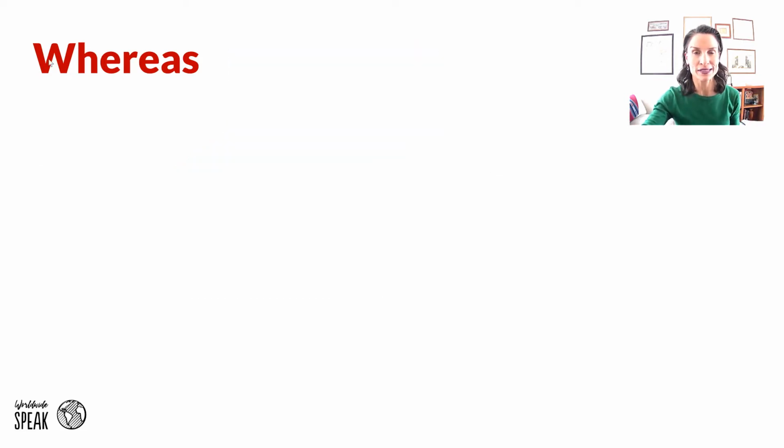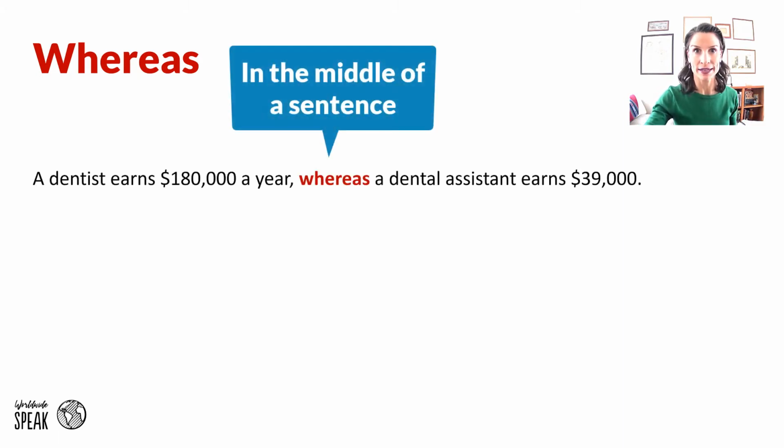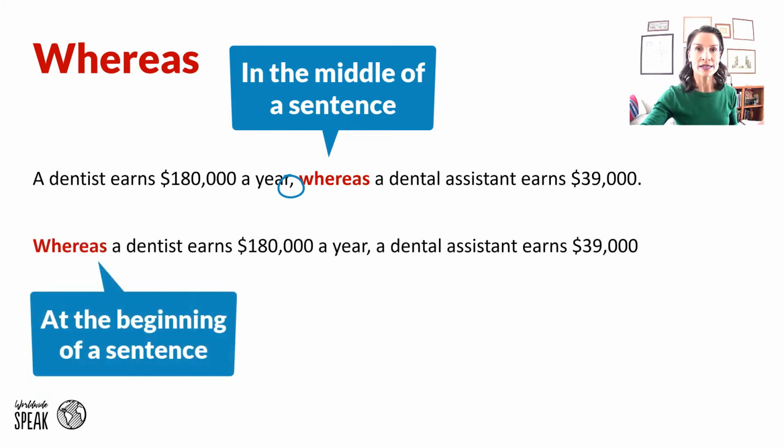So let's look at how it works at this sentence level. I can use whereas in the middle like this. A dentist earns $180,000 a year, comma, whereas a dental assistant earns $39,000. Or I can use whereas at the beginning like this. Whereas a dentist earns $180,000 a year, comma, a dental assistant earns $39,000. These two sentences mean exactly the same thing. So you can just choose which one you like to use.